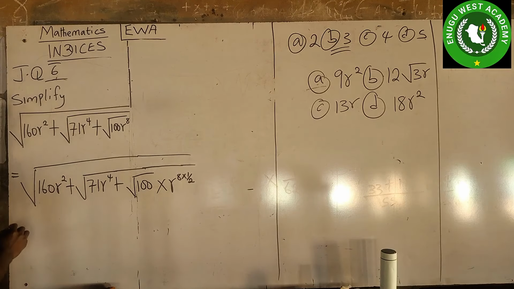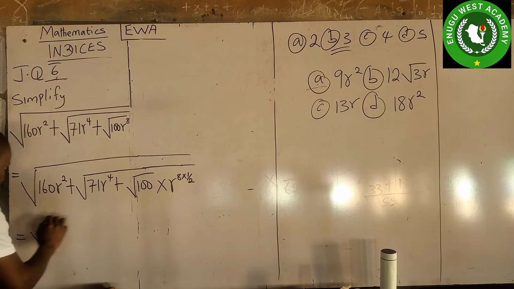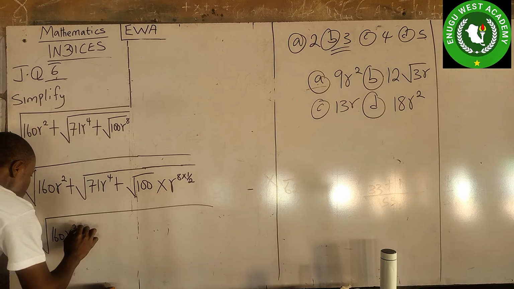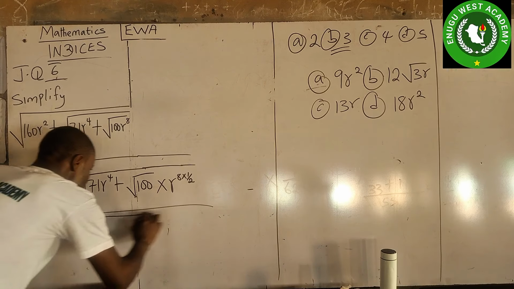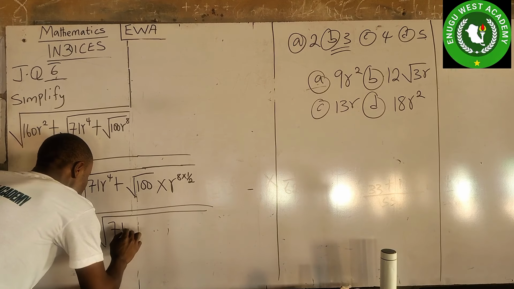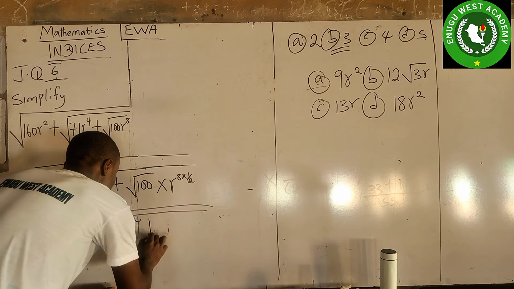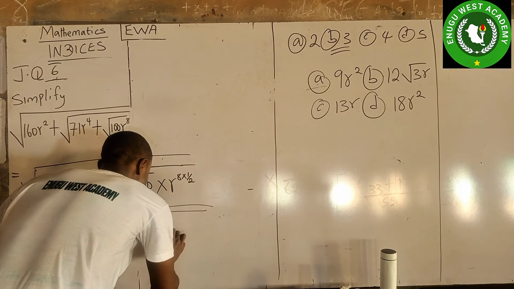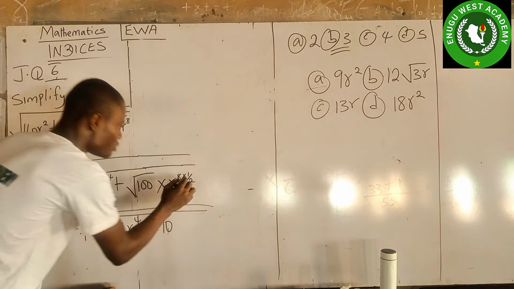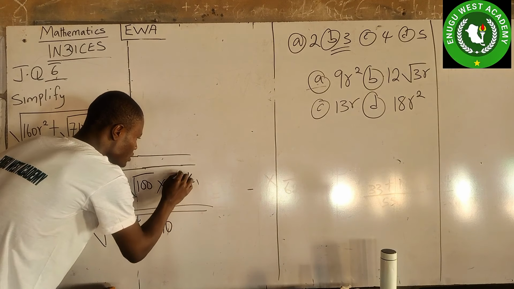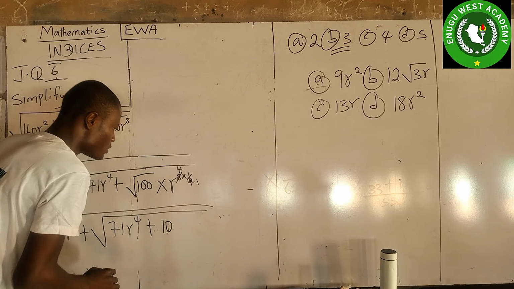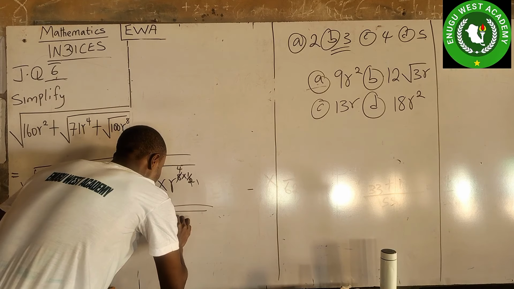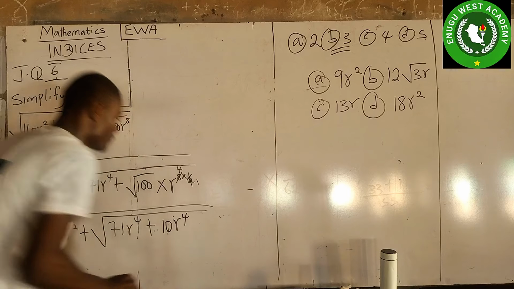So this will be equals to 160 r squared plus the second square root 71 r raised to power 4 plus, now square root 100 is 10. Now 2 cancel itself is 1. Cancel 8 is 4. So 4 times 1 is 4. So you're going to have r raised to power 4.